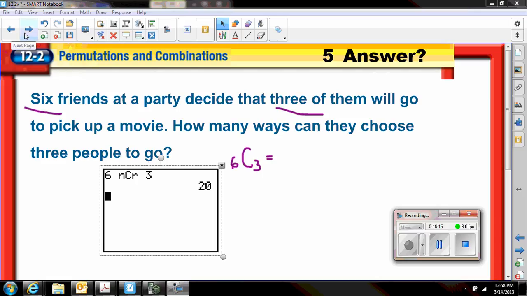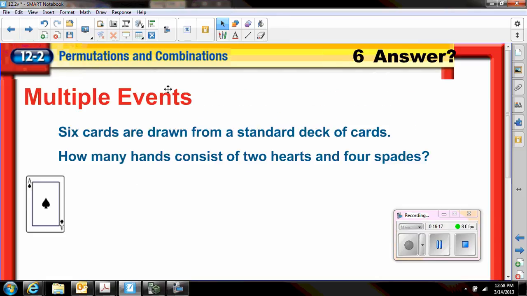All right, very good. A couple more left. So, multiple events. If you have multiple events, what you do is you figure out how many ways each event can happen. And then the fundamental counting principle tells me let's multiply those 2 things together. So let's assume 6 cards are drawn from a standard deck of cards. How many hands consist of 2 hearts and 4 spades?